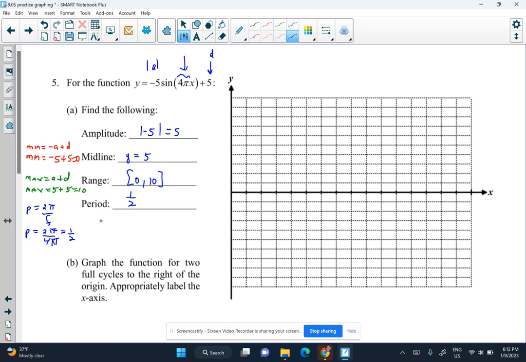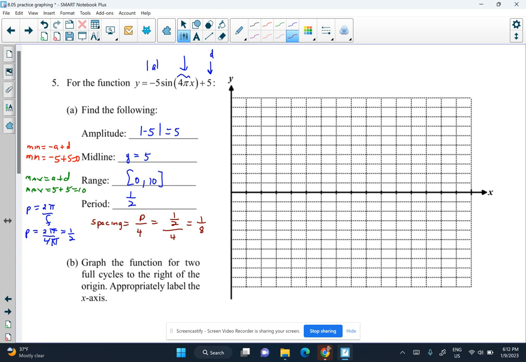We need to find the spacing because we're going to have to label our x-axis. And to space it, you're going to take the period and you always divide it by 4, like 4 quadrants. So in our case, it's 1/2 divided by 4, which is 1/8.